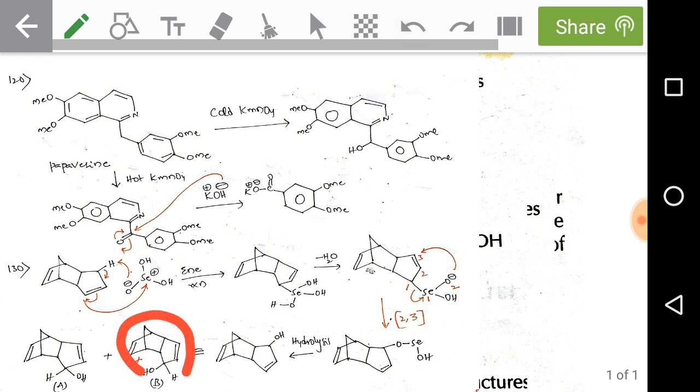So these two structures are same, and you can see that whenever the endo hydroxy group is there, repulsion will be raised between the double bond electrons and that hydroxy group. That's why here the exo-hydroxy group will be the most suitable one, and which is most stable among A and B structures. So A is the major product observed in this reaction, and the reagent is simply selenium dioxide.